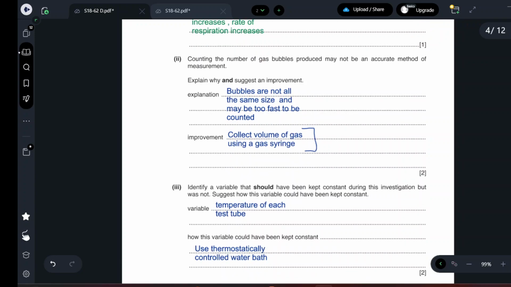How can it be kept constant? How do you make it stay where it is? Using a thermostatically controlled water bath, you will adjust to 50 degrees and it will stay at 50 degrees. You will adjust to 25 degrees, it will stay at 25, because it uses electricity to heat the water. Okay.